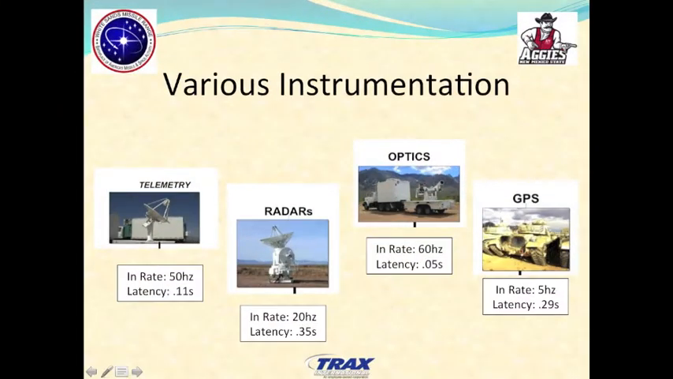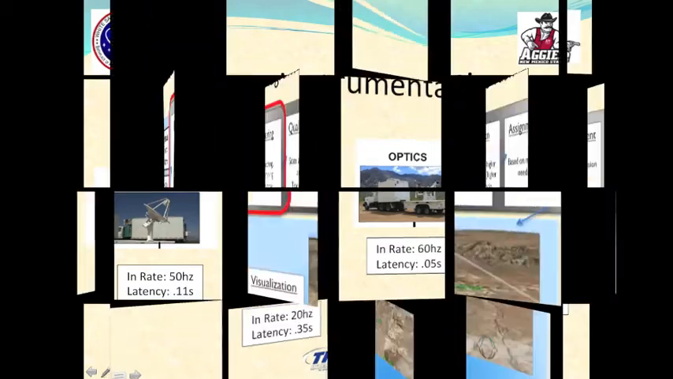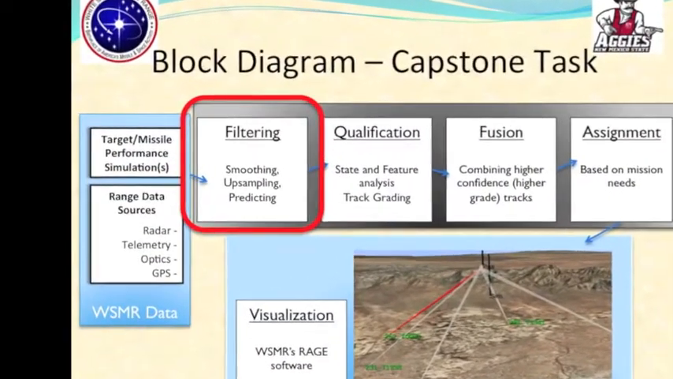For this tracking, various instruments are used, including radars, optical tracking mounts, GPS, and telemetry systems. These sources provide measurements about the location of the target at different rates, with different latencies, and with different noise characteristics associated with them. The first block of my project fits in right here.